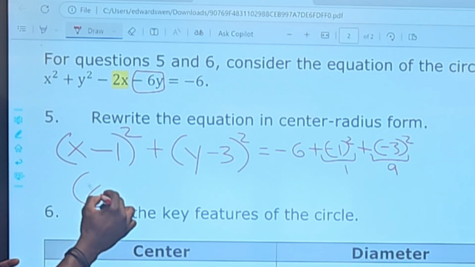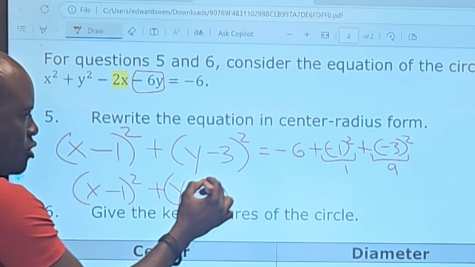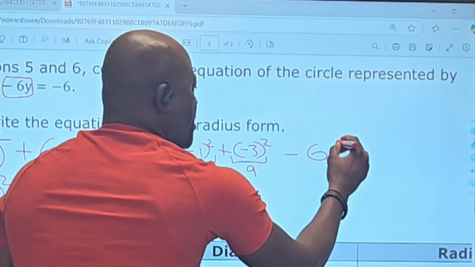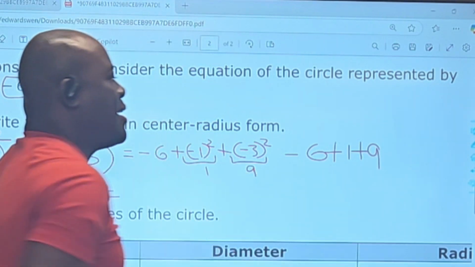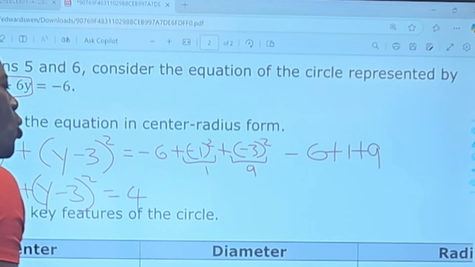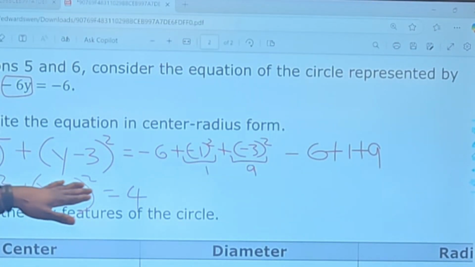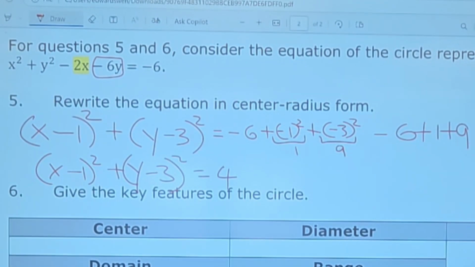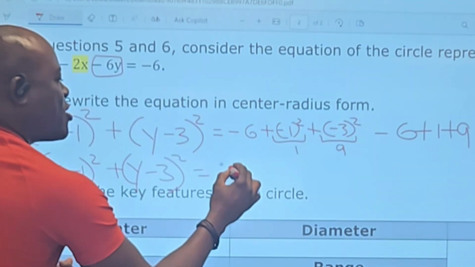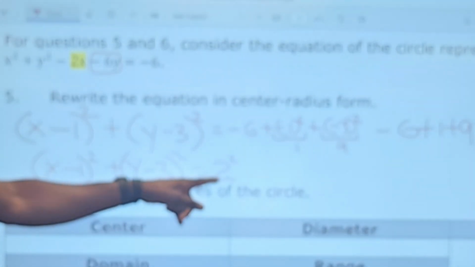We have x minus 1 squared plus y minus 3 squared, and this is equal to negative 6. So let us take a look. Negative 6 plus 1 plus 9, and that's positive 4. So this is basically positive 4. Okay, so that's what we have there. So this is what we call center radius format. Okay, now if you want to rewrite your 4, you could write it as 2 squared. So you could see where the radius is 2 here, right there.